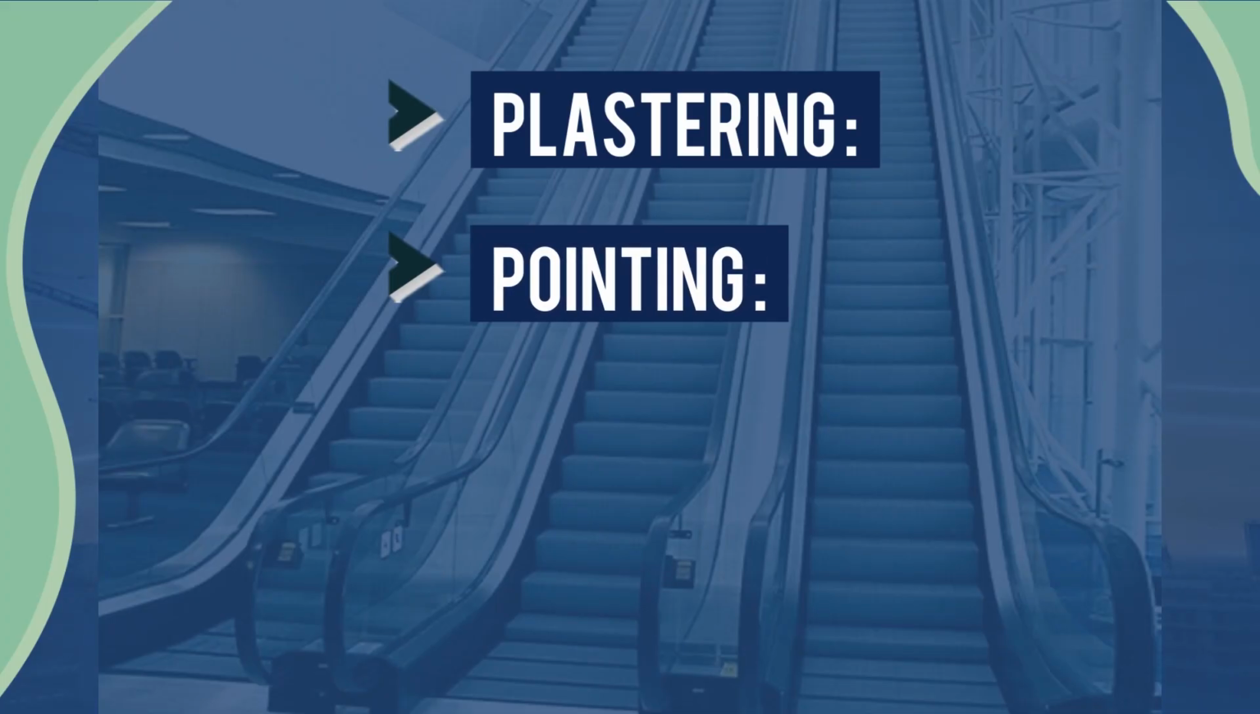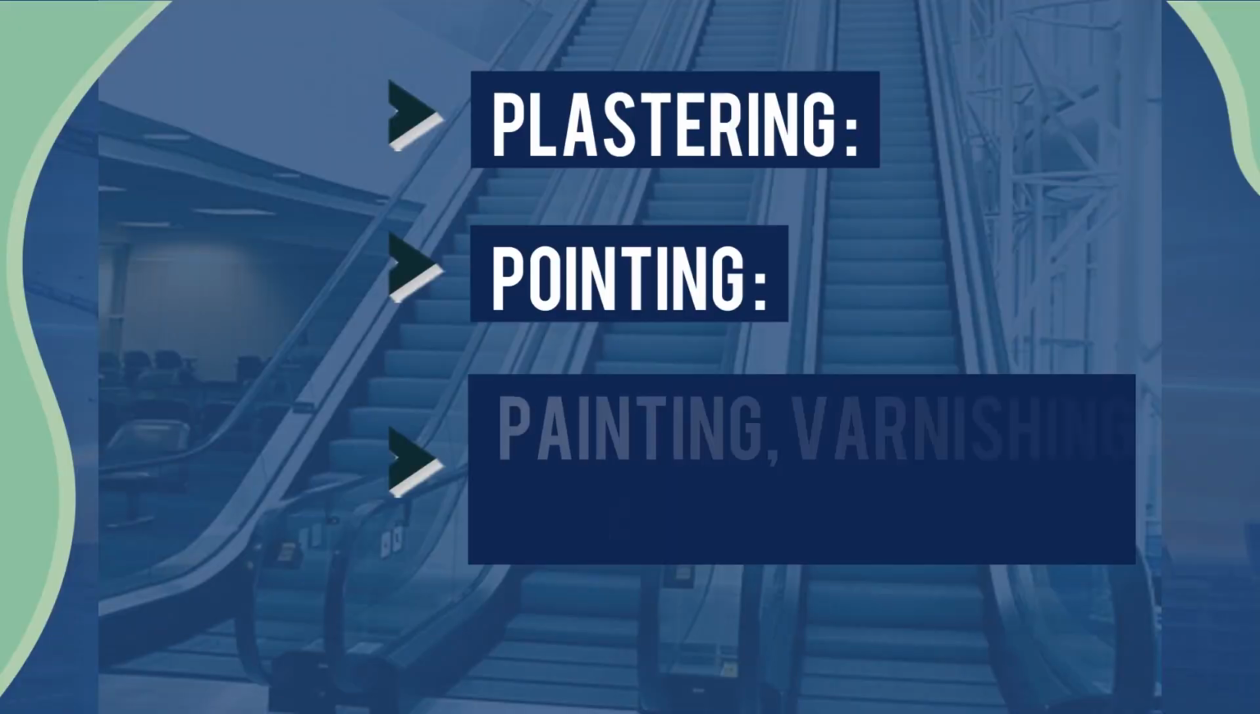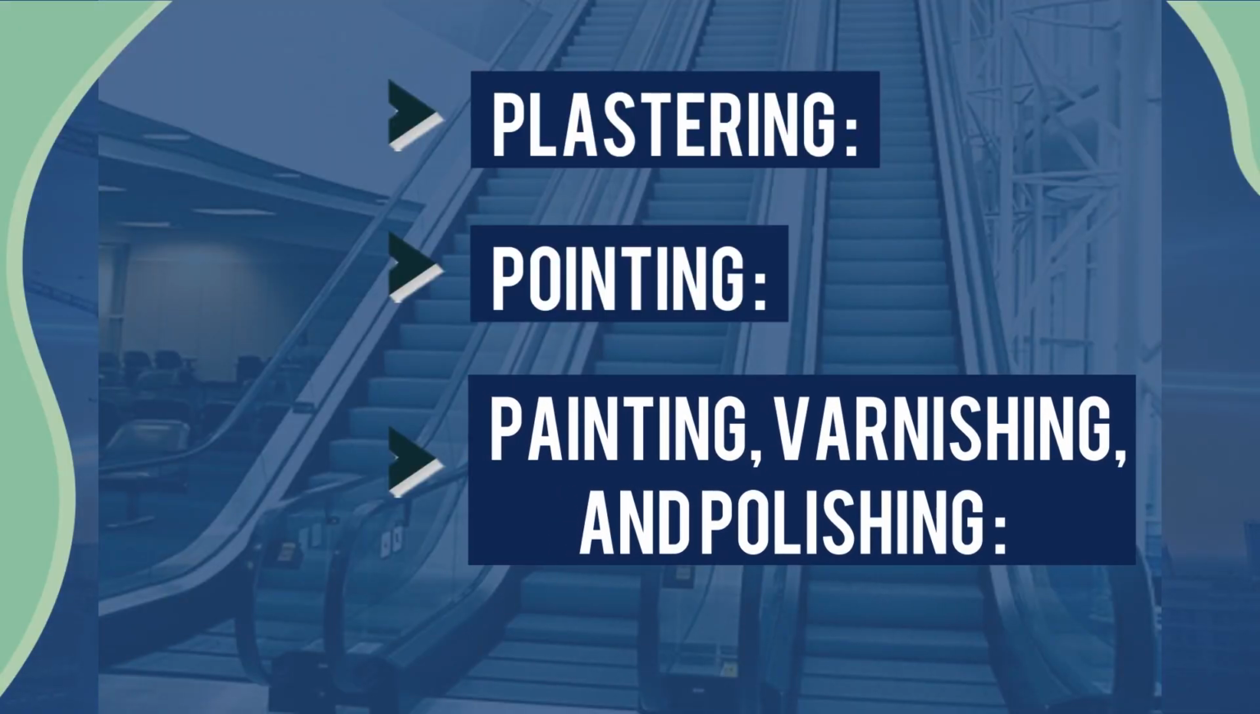The next is pointing, finishing mortar joints in masonry for enhanced durability and appearance. Pointing prevents water ingress and improves the aesthetic quality of the masonry walls. Then the next is painting, varnishing and polishing, applied to doors, windows and other types of components to protect and beautify. Painting provides a protective layer against weathering, while varnishing and polishing enhance the natural beauty of materials like wood.